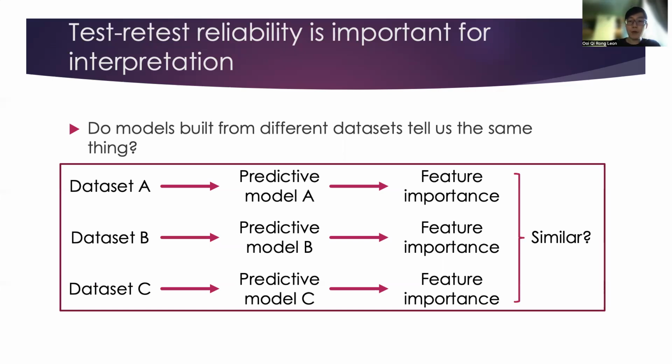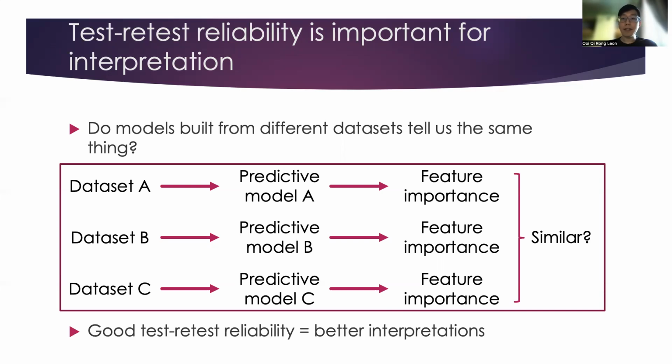If they're different, how can we make our interpretations? If dataset A tells us that network A is important when predicting behavior, and dataset B tells us that network B is important when predicting behavior, how can we reconcile these differences? Therefore, in order to make good interpretations of the relationship between brain and behavior, our models need to have good test-retest reliability when we analyze feature importance.